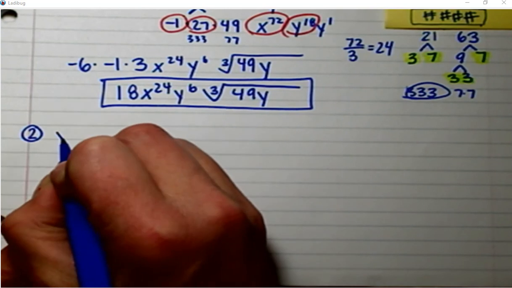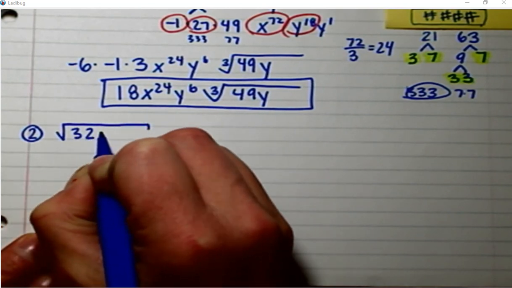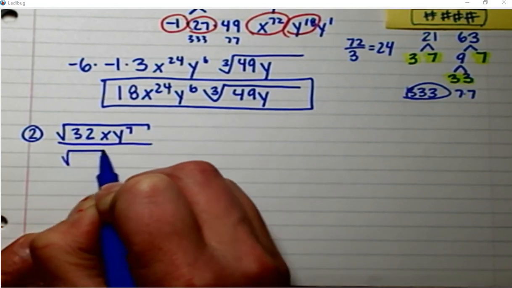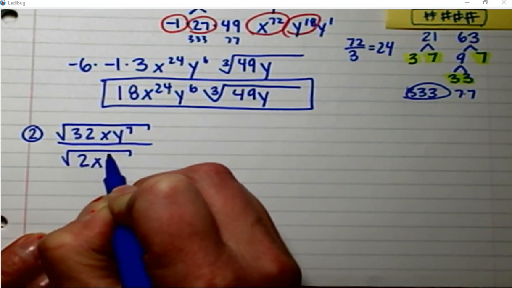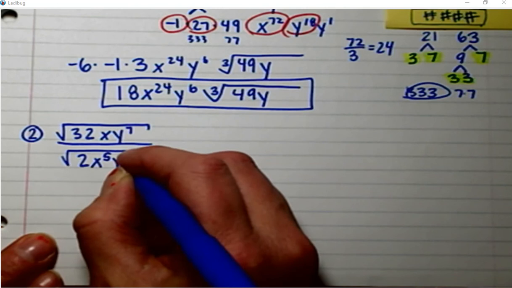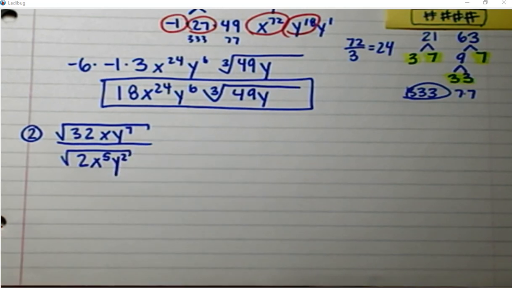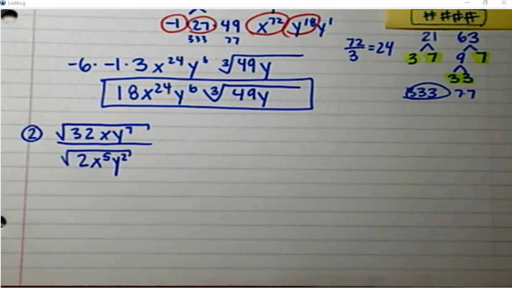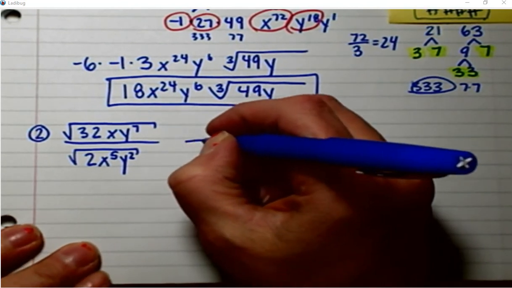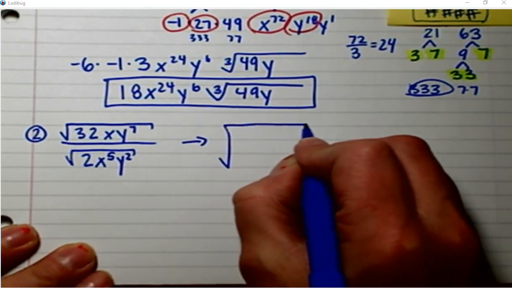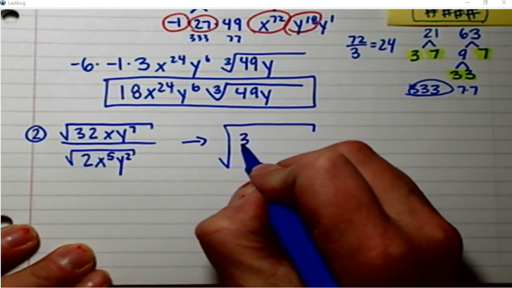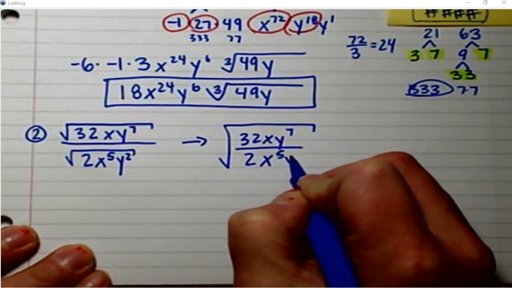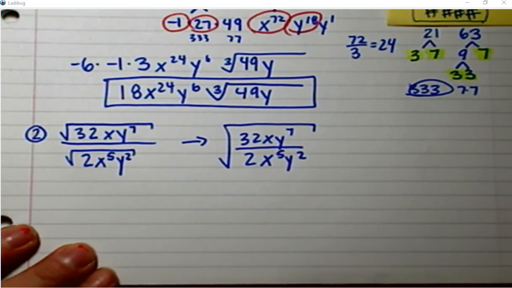Okay, so we've got the square root of 32 x y to the 7th, divided by the square root of 2 x to the 5th y squared. All right. Notice that we have both positive numbers. That means that I can put these together. So I'm going to start by putting them under one radical, just like I did with the multiplication. And then I'm going to try to reduce.